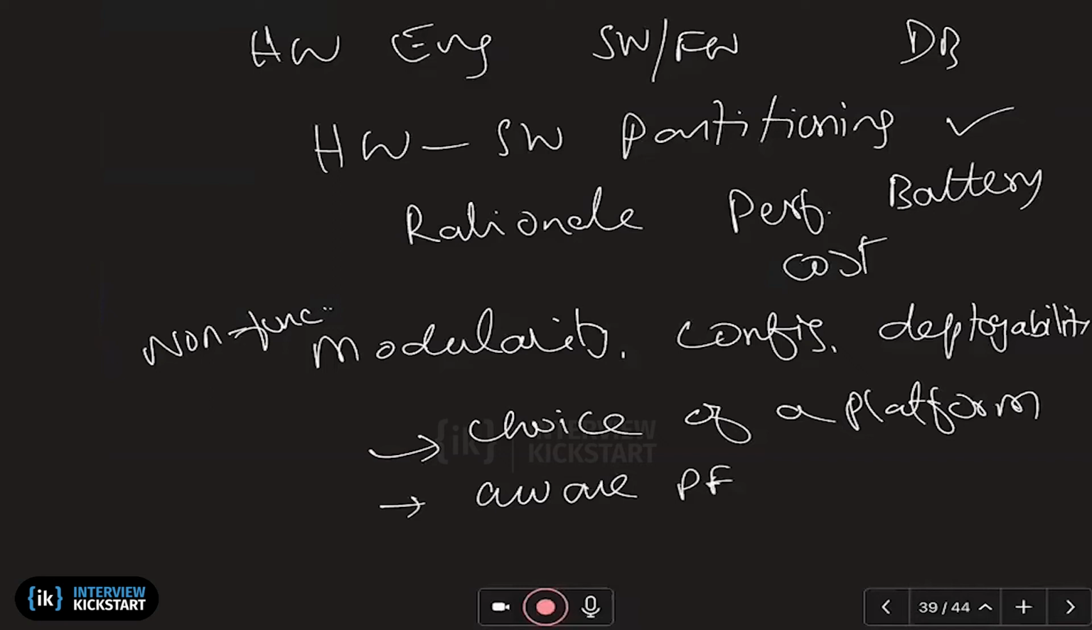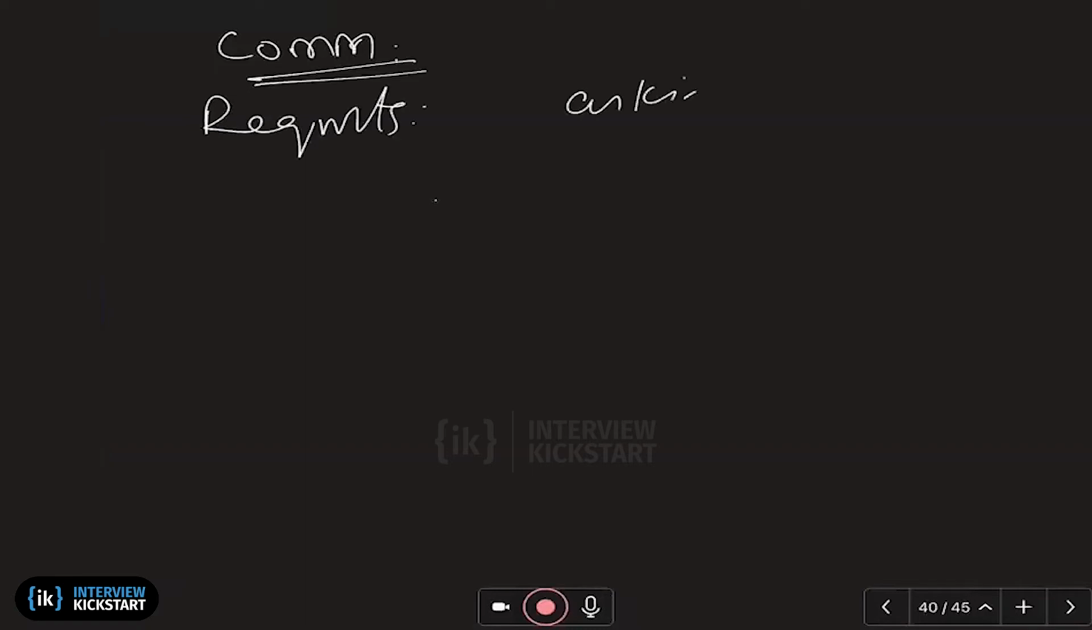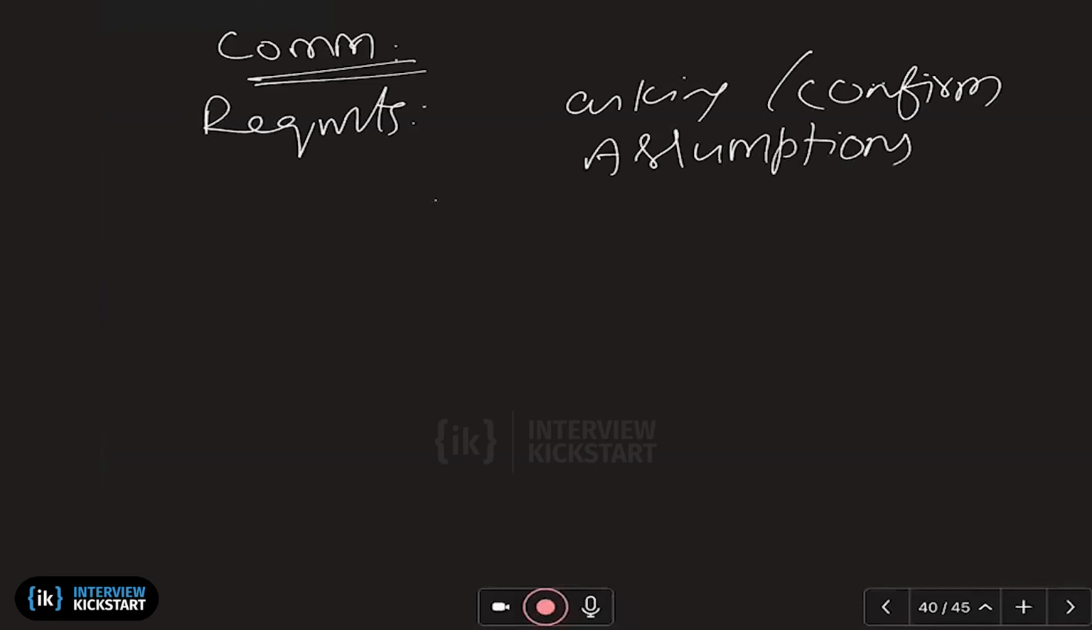So this new problem statement is just a context to elaborate on what you already know, provided you can link it up for relevance. Then comes how do you communicate, right? We talked about requirements. So asking or confirming, it's better to say, okay, this is what I think, and these are the assumptions I'm making. This brings you clarity of what bounds you are putting on the problem statement. Are you able to communicate that?